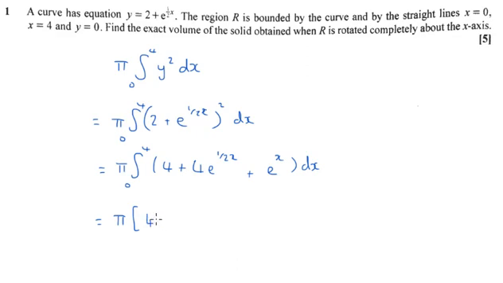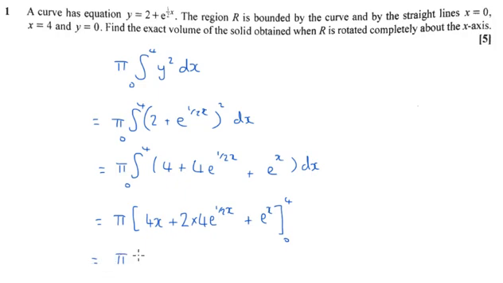Integrating 4, we've got 4x. Integrating this one, we're going to pretend this is an x and integrate it. So that's going to be 4e to the half x. But then we need to divide by the coefficient of x, so we need to divide by a half, but that's the same as multiplying by 2. And then e to the x integrates to e to the x, between 4 and 0.